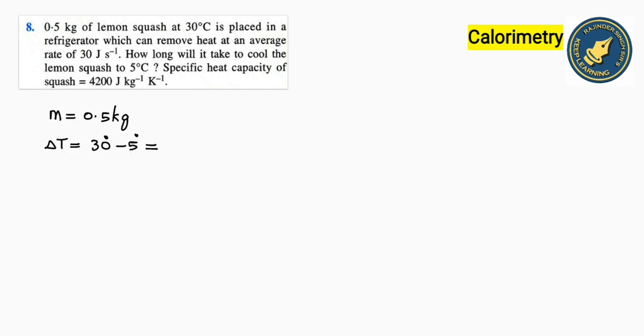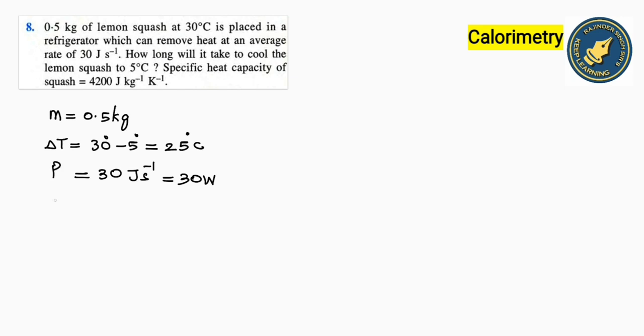Mass is 0.5 kg, change in temperature 30 degrees to 5 degrees. So big minus small, always remember that. So 25 degrees Celsius. Now they have asked, a refrigerator can remove heat at an average rate of 30 joules per second. Sir, don't know the statement. We don't understand. What is the meaning of that? Look at the units carefully. Average rate of 30 joules per second is nothing but equal to 30 watts. And watt is the unit of power. So indirectly power is given to you.